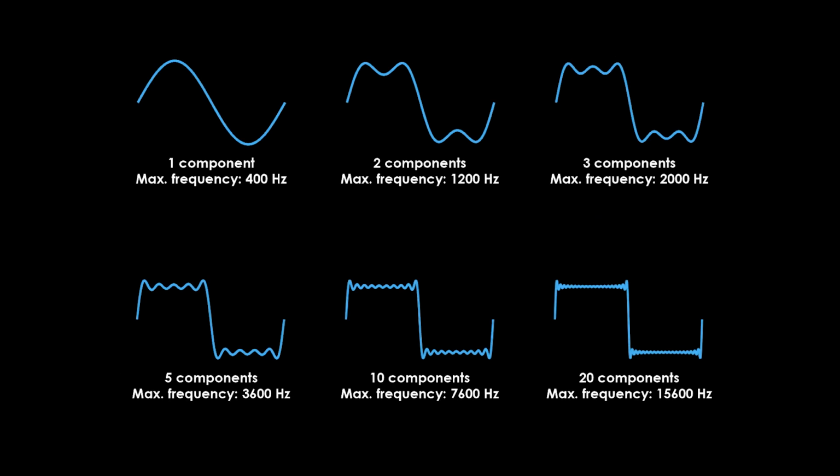This would be the sequence of waves that results from adding components for a 400 Hz square wave. Each component is a sine wave, so the wave with only one component is a sine wave itself. Here we can see how it gradually begins to take the shape of a square wave. Now let's listen to how the timbre also starts out as a sine wave and gradually approaches a square wave.